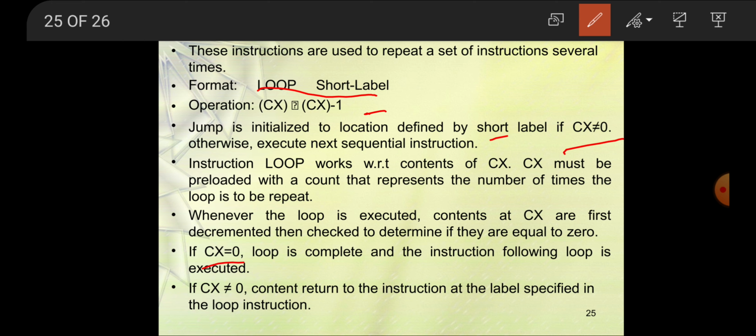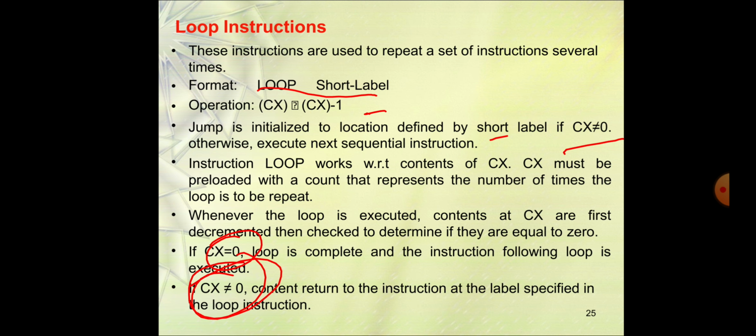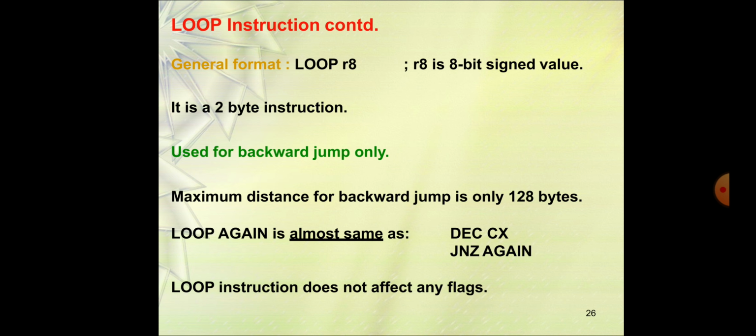Whenever CX is equal to 0, the program will come out of the loop. If CX is not equal to 0, it will keep executing the same loop. So this is the meaning of the whole slide. This is how the loop instruction works.